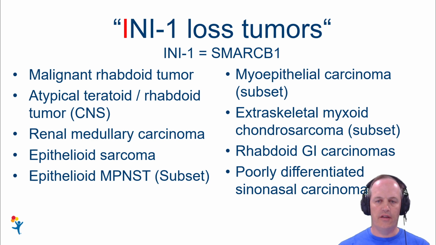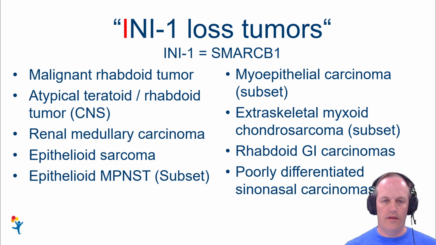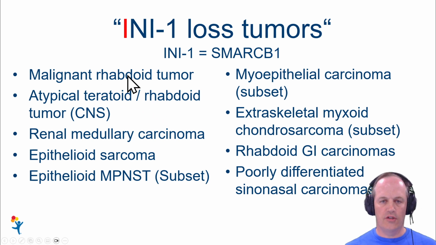Up is the I in Learn to Swim, and this is for the INI1 lost tumors. INI1 is also known as SMARCB1. Primarily the one that's going to be a small round blue cell tumor is malignant rhabdoid tumor. That's going to occur in soft tissue locations and the kidney.